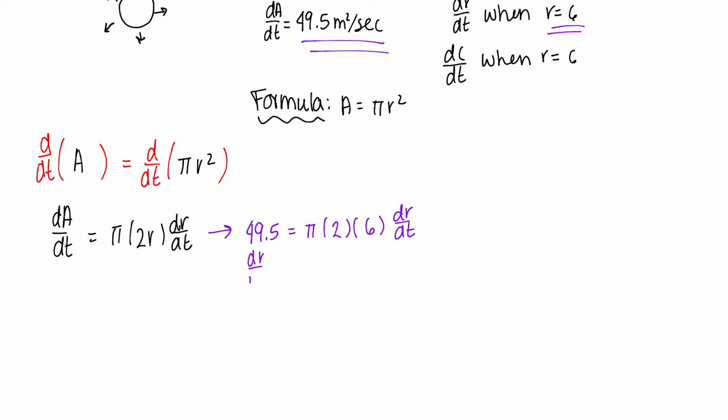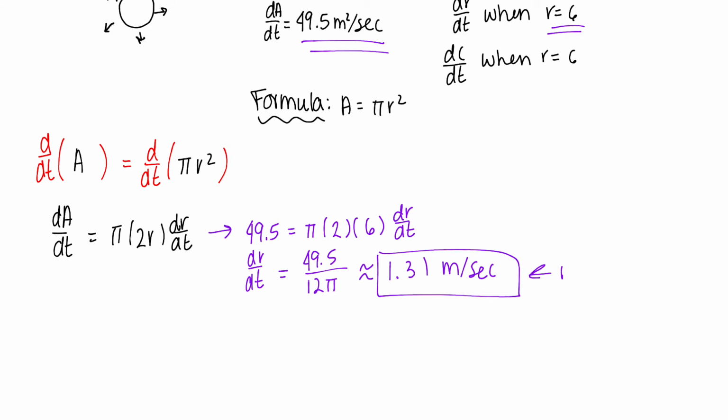So if we solve for dr/dt here, we get 49.5 over 12 pi, which you plug into your handy-dandy calculator because we need to know it rounded to 2 decimal places. I get 1.31, and then for units, it's in seconds, and the radius would be measured in meters, not meters squared, but meters, because radius is a distance. So this would be meters per second. And that was for the radius.